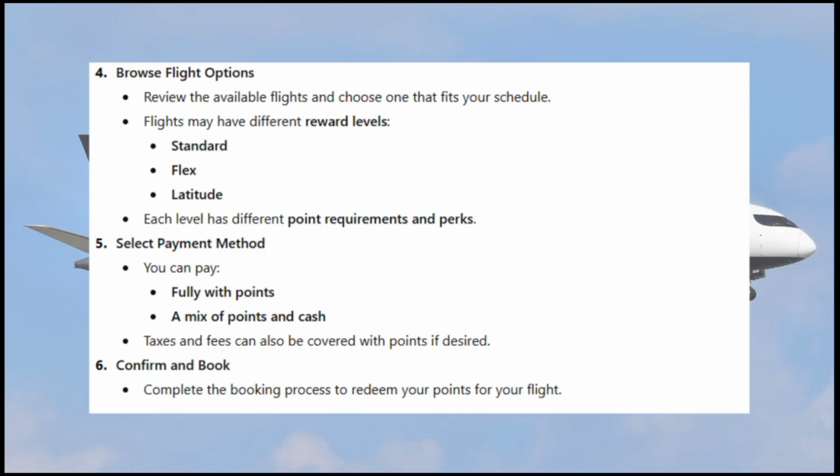Then select payment method. You can pay fully with points, or a mix of points and cash. Taxes and fees can also be covered with points if desired. After filling in all this information and selecting payment method, complete the booking process to redeem your points for your flight by confirming. And that's all.